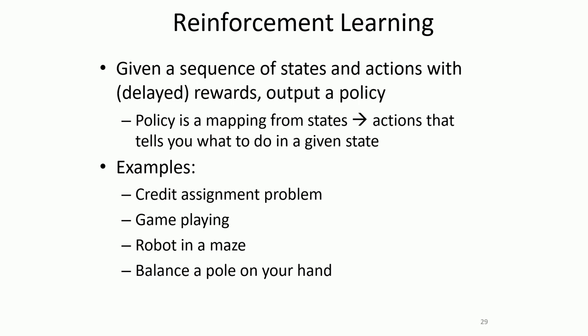Let's see reinforcement learning. Given a sequence of states and actions with delayed rewards, we output a policy. A policy is an optimized path that the agent has to follow to reach an outcome, right? So a policy is a mapping from state to action that tells you what to do in a given state. A few examples of reinforcement learning are the credit assignment problem, game playing, a robot in a maze, and balancing a pole on your hand.